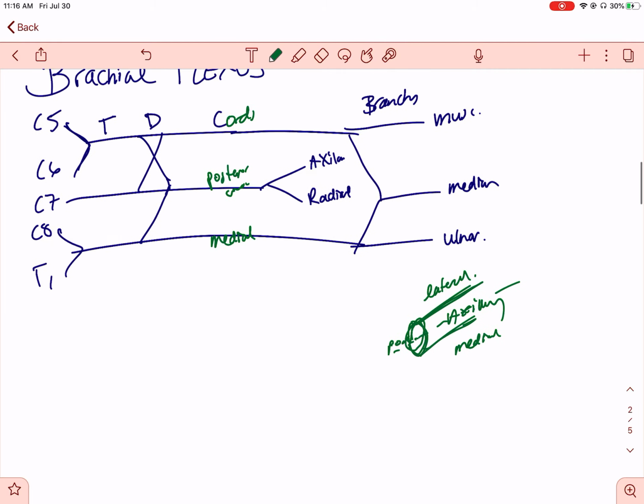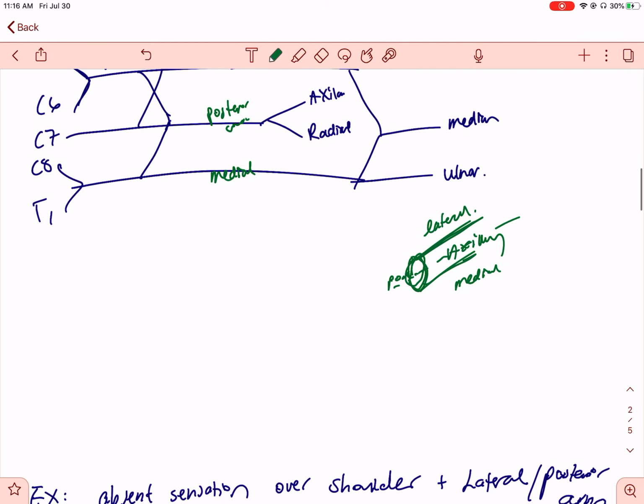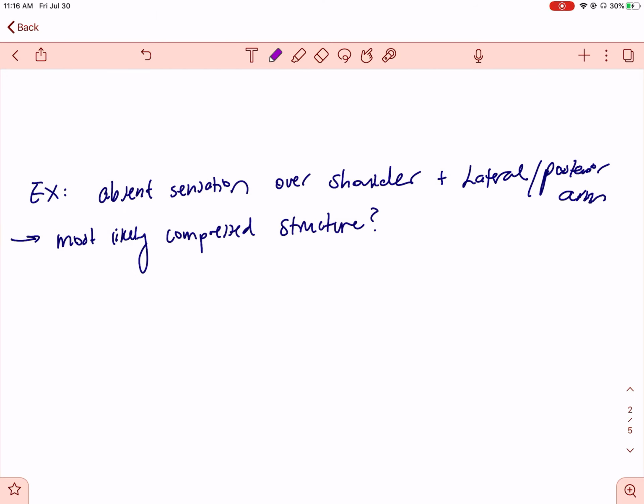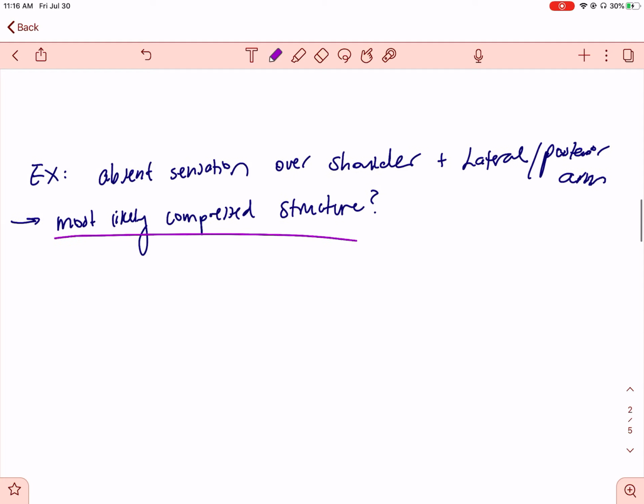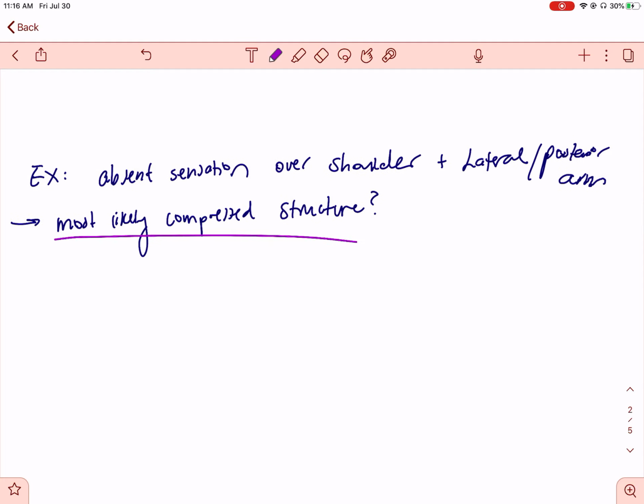So having that down, we can begin going straight through the questions of what you may be asked about brachial plexus lesions. An example would be if you have a question where there's opposite sensation over the shoulder and the lateral posterior arm, what is the most likely compressed structure? You have to realize that if you lose sensation over the shoulder and the lateral posterior arm, that could be injuries to the axillary and radial nerves. And the question is, which cord would that be located in? So knowing the relation to the axillary artery, which cord?